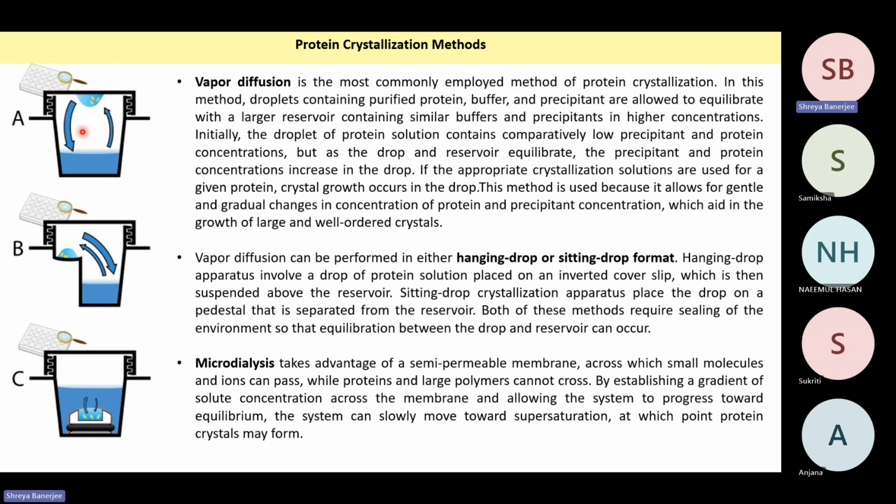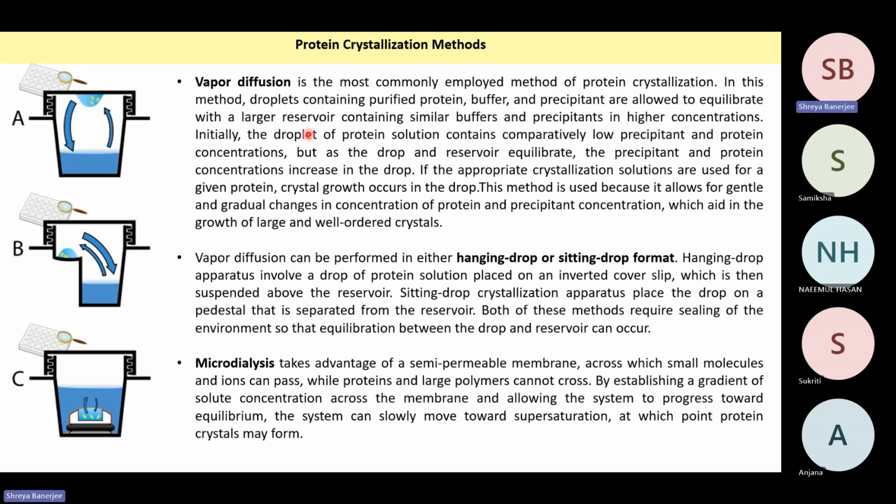Now this equilibrium is allowed to happen. This is called the reservoir and this is the droplet. So both the droplet and the reservoir have a solution of the protein, the buffer, and the precipitant. Initially, as the drop is forming, the protein concentration is low, but as there is equilibrium, the protein concentration in the drop gradually increases, and if you use the appropriate crystallization solution, protein crystals can start to form in this drop. So this is one of the methods of forming protein crystals.